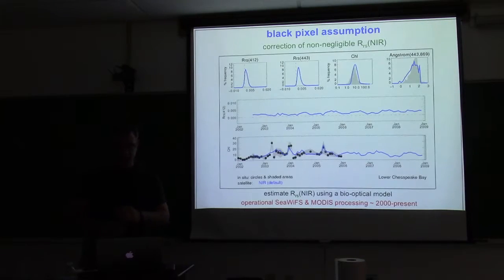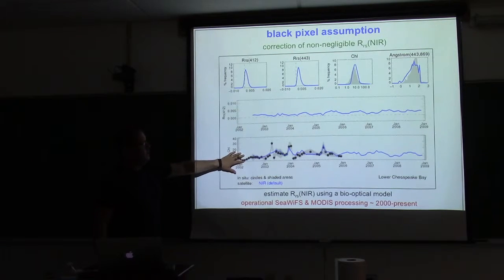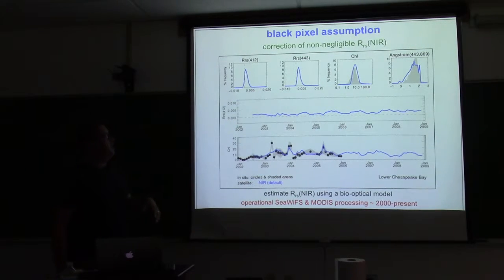So the last one I'm going to talk about is the bio-optical model. What we're doing here is using field data and some empirical algorithms to say we can take a pretty decent guess at what the remote sensing reflectance in the NIR is. And I won't belabor this plot anymore, but as you can see, like the other ones, it moves everything in the right direction, and it does a pretty good job of fixing the problem of the black pixel assumption.